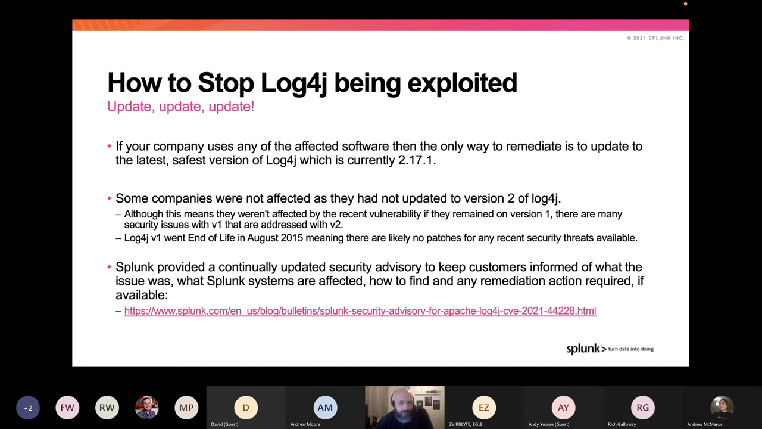So I did find it a little bit weird, and again, there weren't a lot of places doing that, but there were definitely some articles out there where people were quite happy that they were still on version 1. Again, it went end of life, so if you're on version 1, then okay, you may be avoiding this vulnerability, but it doesn't mean that you are more secure than people, for example, on 2.17.1 right now.